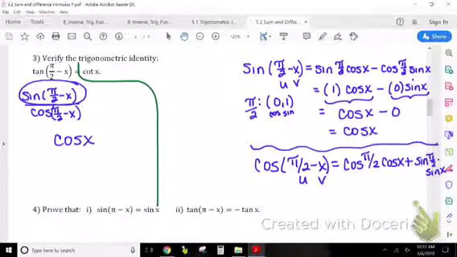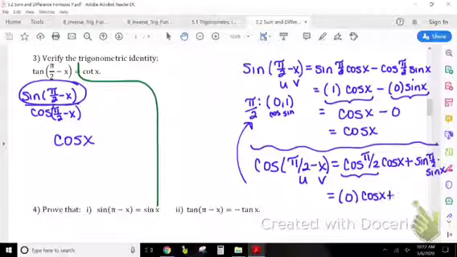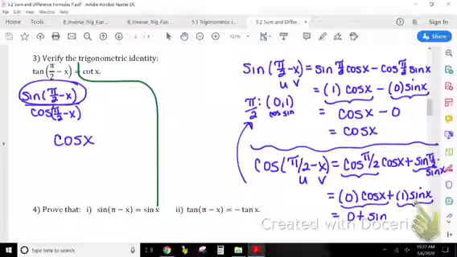All right, we're using that same angle, aren't we? So what is cosine of pi over 2? 0 times cosine of x plus, what is sine of pi over 2? Times sine of x. And 0 times cosine is 0, plus 1 times sine of x. And what does that give us? So we know that denominator then equals sine of x.